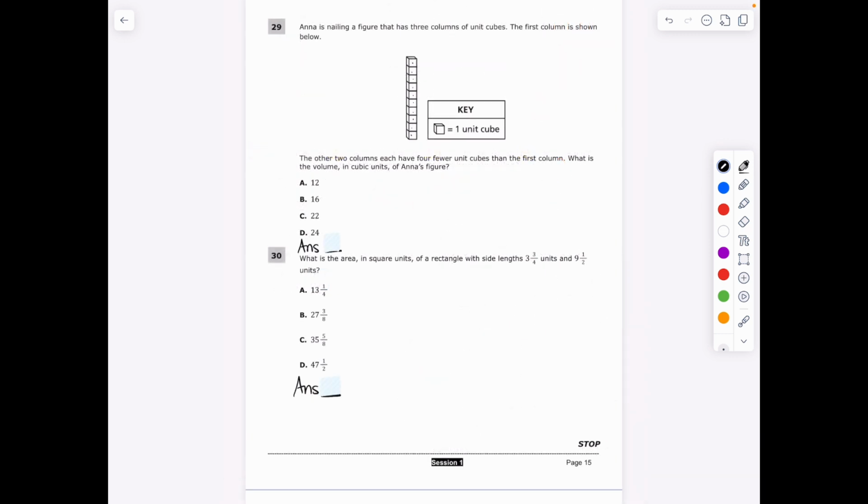These will be the last 2 questions for day 1. So for 29, you have C, and for 30, you have C. So let's start with the first one, 29.